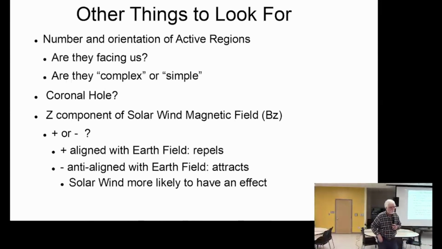There are other things to look for: the number and orientation of active regions. Are they facing us? Are they complex or simple? Basically you have to go to the people who put out these studies of the active regions. They'll tell you whether it's complex or simple. Is there a coronal hole pointed towards us? And then the last thing, which is often overlooked, is the direction of the magnetic field in the incoming solar wind or solar particles.